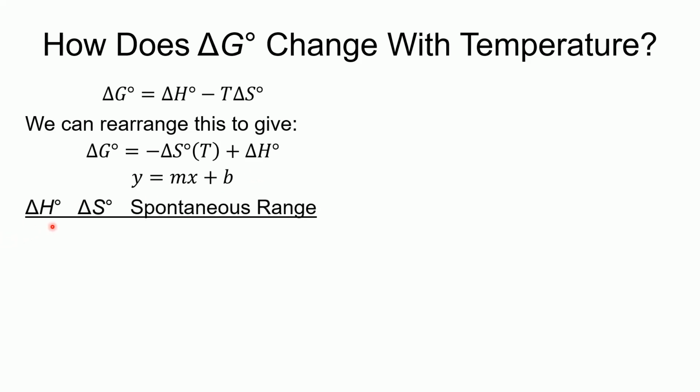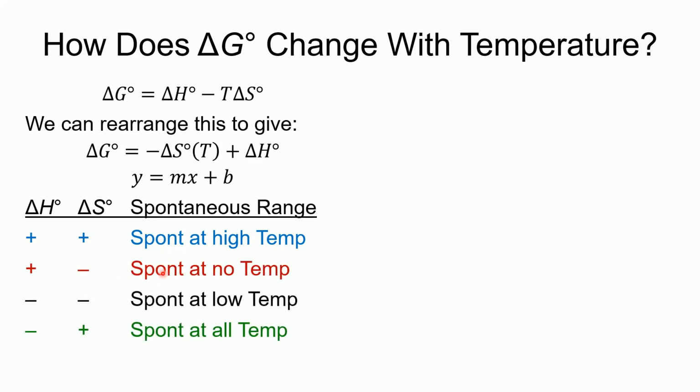So if delta H happens to be a positive quantity and delta S happens to be a positive quantity, we'll get this result where it will be spontaneous at high temperature. I'm going to go ahead and show you all four of the results here. So what happens when delta H is positive? So positive, positive, positive, negative, negative, negative, and negative, positive. Those are our four possibilities for what happens.